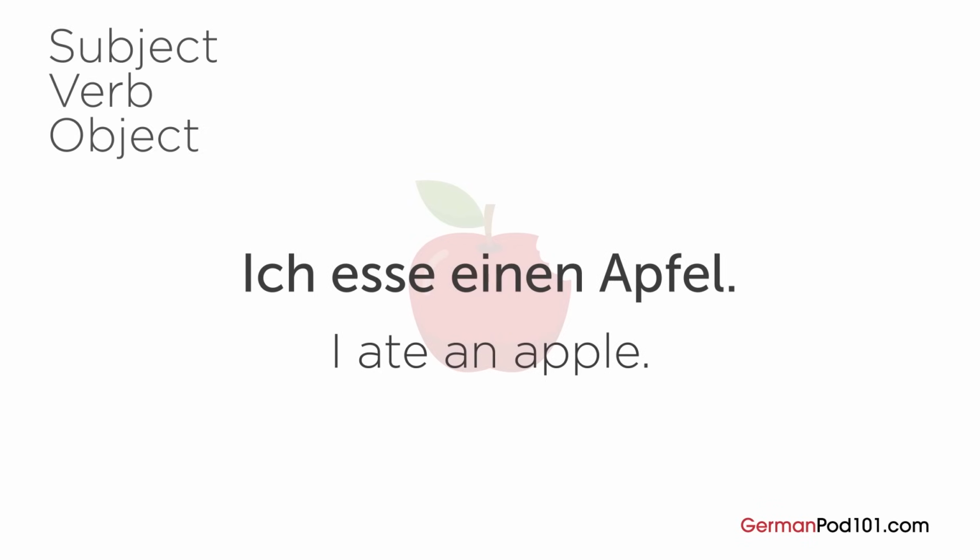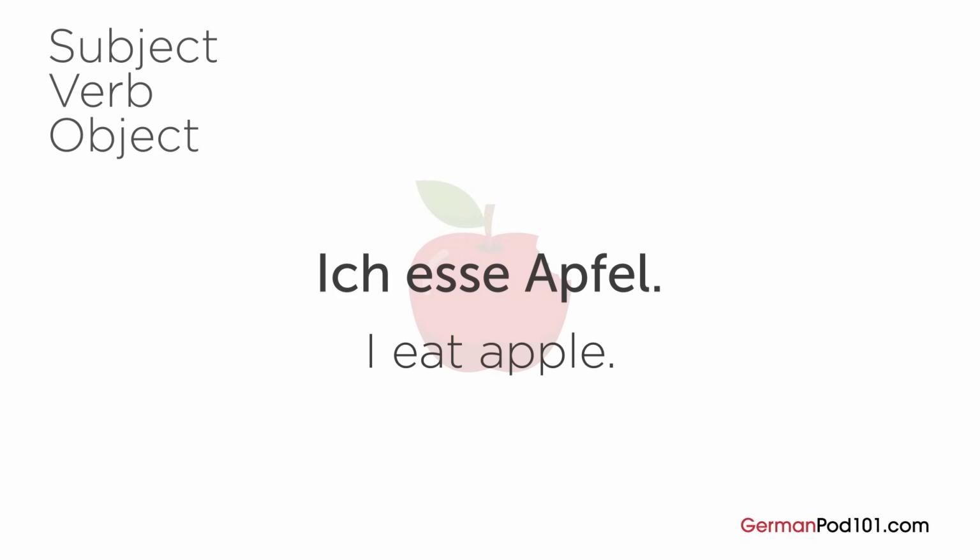Now let's compare that same sentence, I ate an apple, in German. Ich esse einen Apfel. Like before, let's remove the article to keep it simple, so we're just left with the words. If we break down the German sentence, we get the subject ich, meaning I. Then comes the verb esse, meaning eat. And finally we have the object Apfel, meaning apple. Ich esse Apfel. The basic word order for German then is subject, verb, object, or SVO for short. As you can see, English and German both have the same word order.